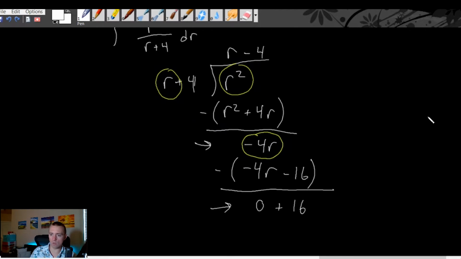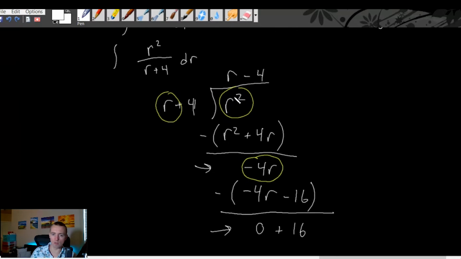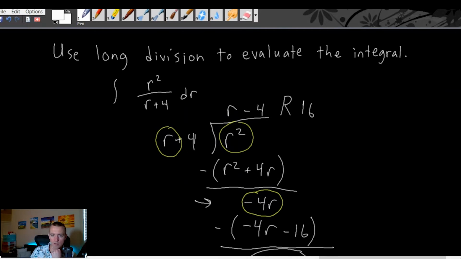So basically we know that r squared divided by r+4 leaves us with r minus 4 with a remainder of positive 16, a remainder of everything we have at this step, at the point when the degree of this gets less than the degree of this polynomial here. So what does that really mean?